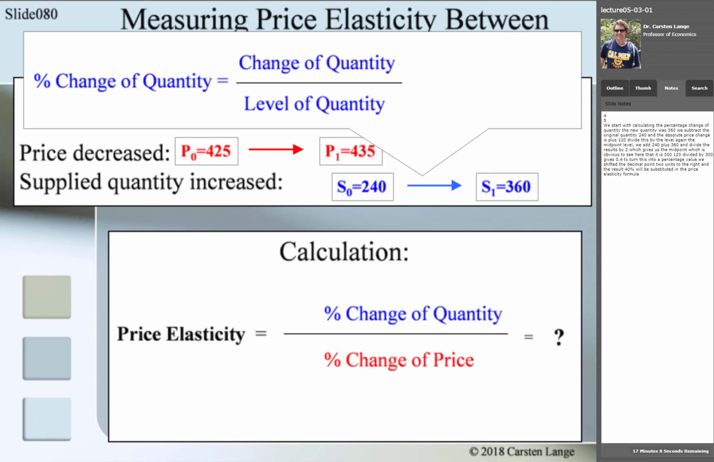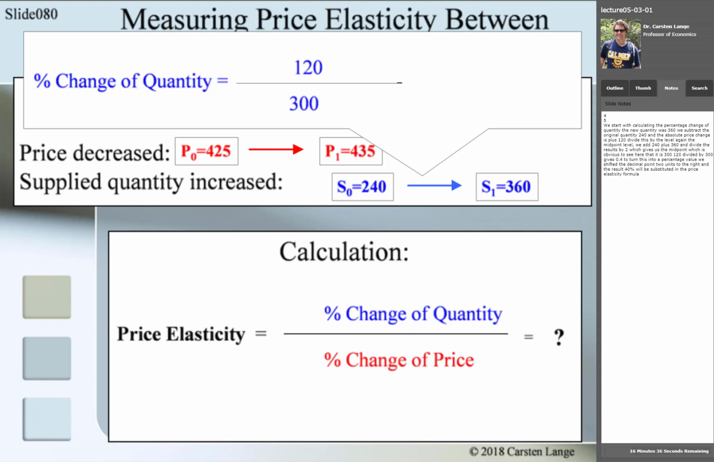The new quantity was 360. We subtract the original quantity 240 and the absolute quantity change is plus 120. Divide this by the level, again the midpoint level. We add 240 plus 360 and divide the result by 2, which gives us the midpoint, which is obvious to see here that it is 300.